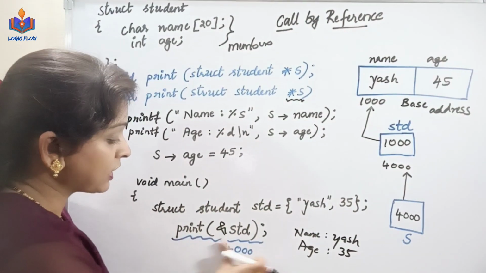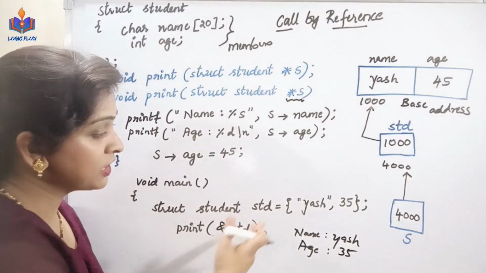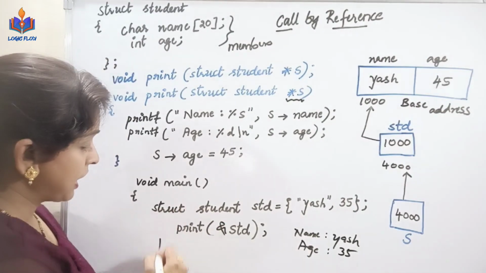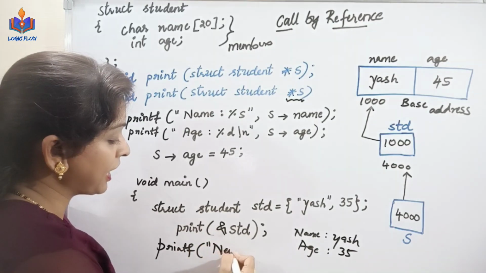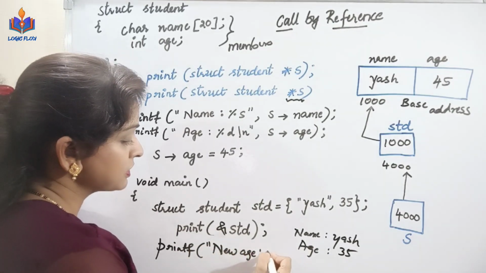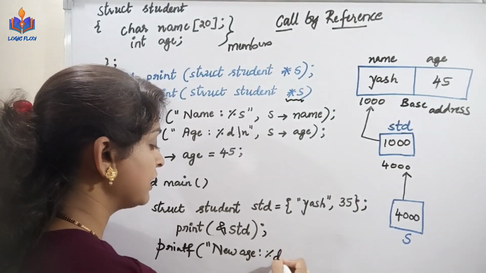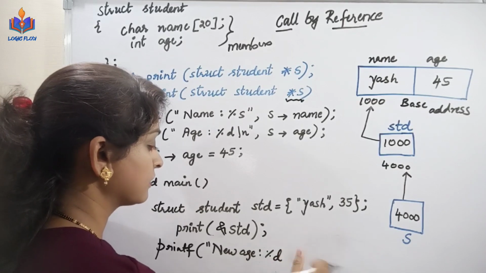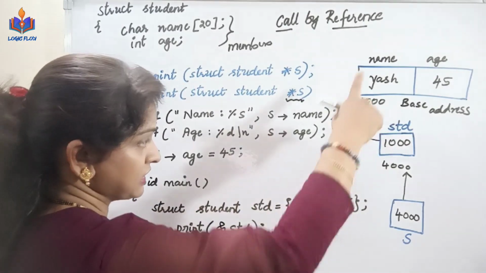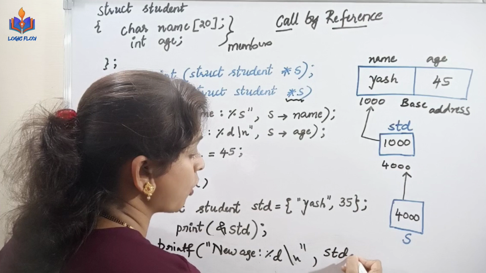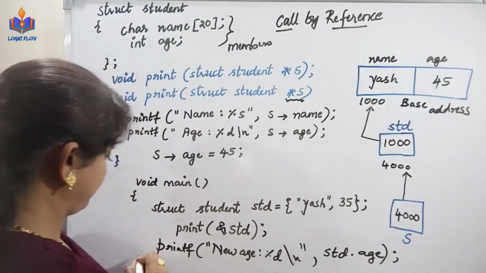I'll be back to the main program. In the main program, I can just print the value of STD. Here it is a normal variable, so I have to use the dot operator. I say printf, new age percentage D. Then what should I say? STD. This is STD, right? STD dot. Here STD is a normal variable, so I have to use dot. STD dot age. Here's the bracket.